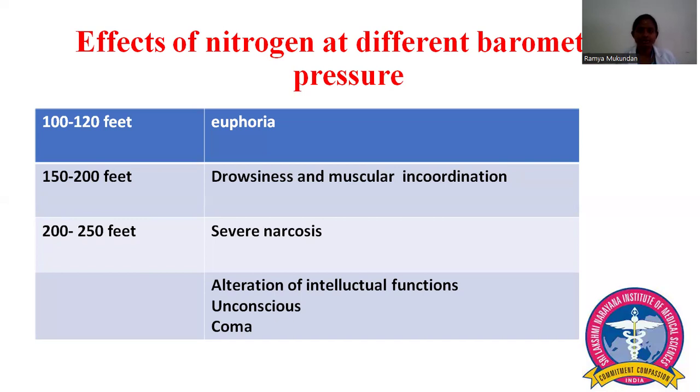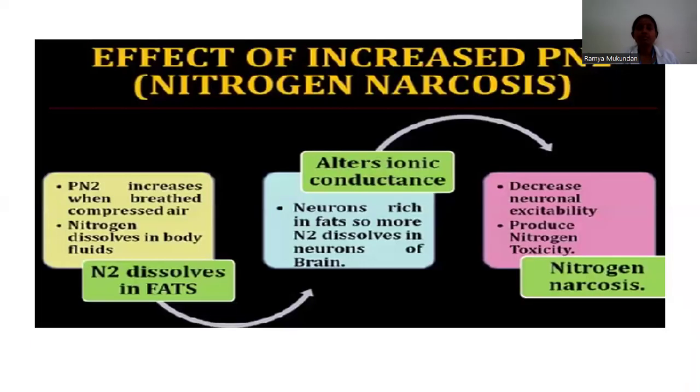First, there will be alteration in intellectual function of the person. The subject becomes unconscious, leading to coma. So, if all the symptoms develop in the person, what happens? Will he be able to swim properly and ascend up to the sea level? No. So, he loses consciousness, he becomes unconscious, then he reaches a state of coma. So, how can it be prevented? It can be prevented by giving some other gas in the place of nitrogen.